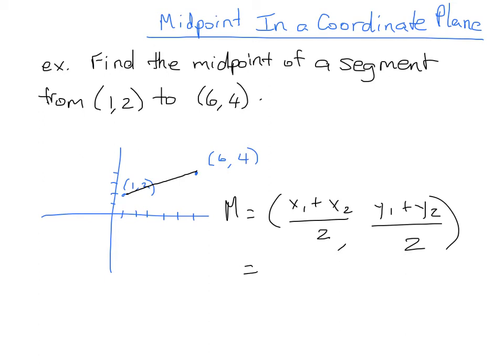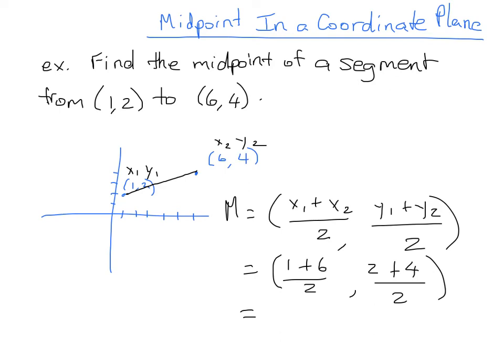So let's check it out and see if this works. In this example, let's name the points: x1, y1, x2, y2. Doesn't matter which is x1 or which is x2 as long as you keep it consistent. By consistent, I mean you can't mix x1 up with y2. That makes no sense. All right, now that we're good with that, let's plug in. So we have x1, which is 1, plus x2, which is 6, over 2, comma, y1, which is 2, plus y2, which is 4, over 2. Now we can go ahead and simplify that.